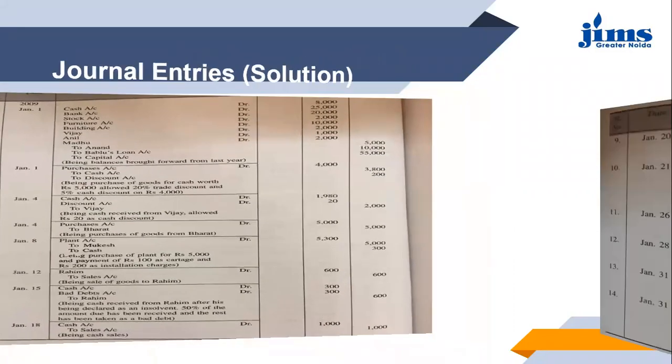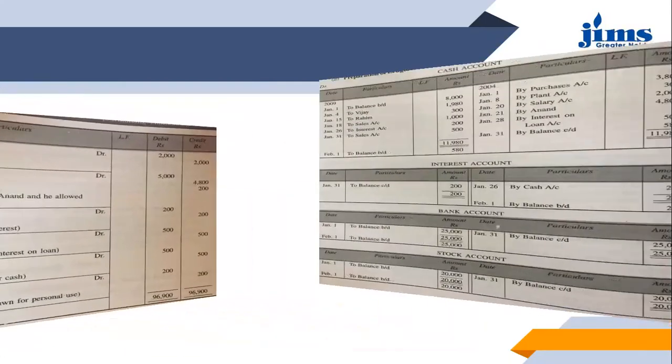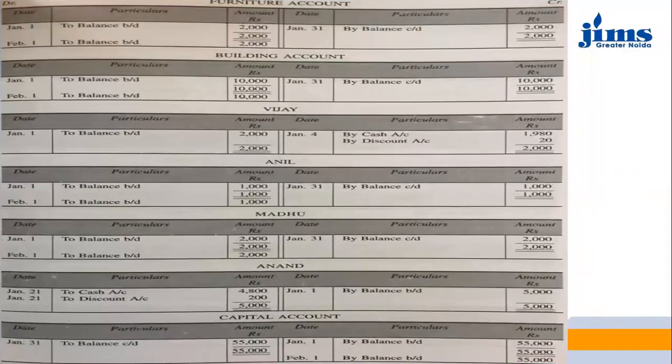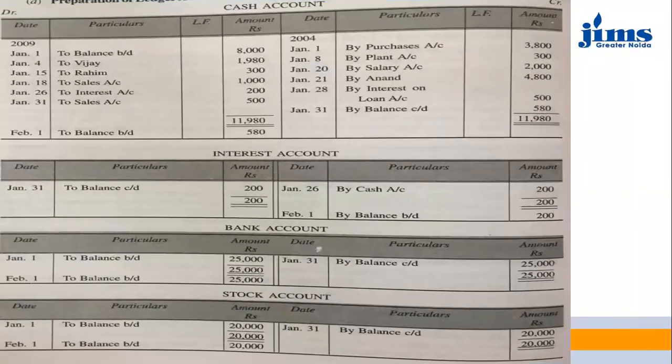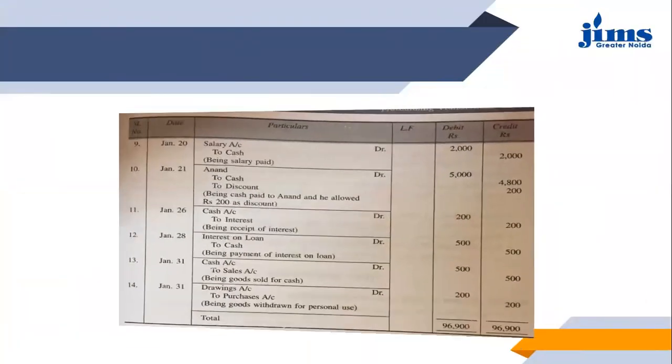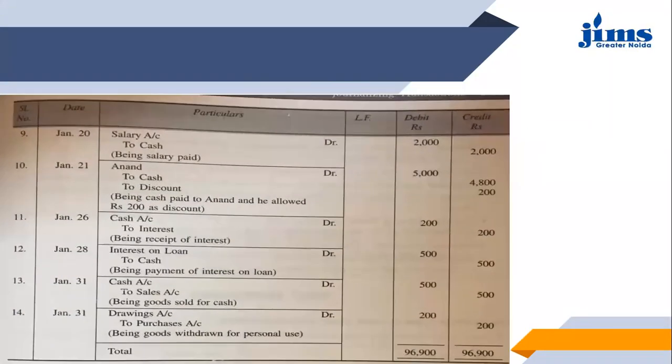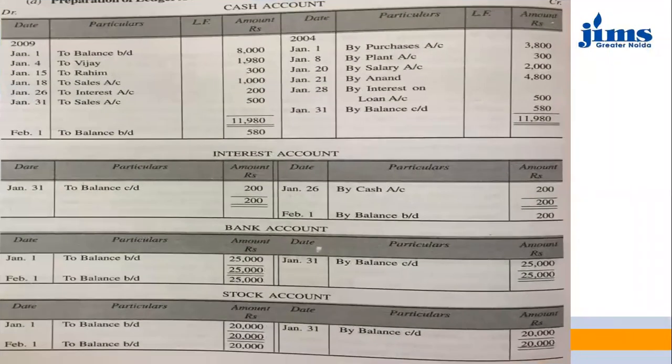So we can see here I have the solved example for you to make things more clear. One is the cash account. See, we have prepared the cash account here. Then we have bank account, then stock account, and then we have furniture, building, Vijay, Anil, Madhu, Anand. We'll take up these accounts one by one. Like we'll go back to the journal, and we'll see the cash account. Cash account has a debit balance of 8,000. So cash account will have a debit balance of 8,000.